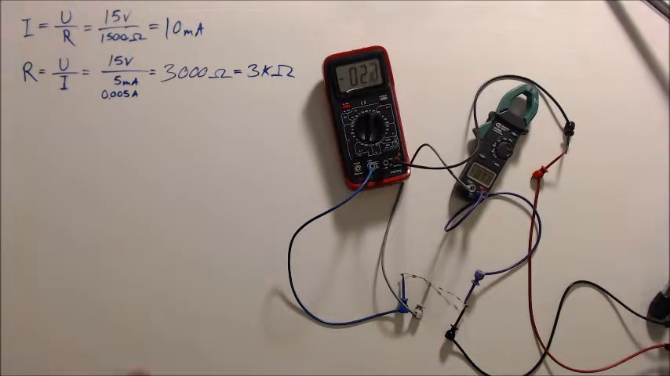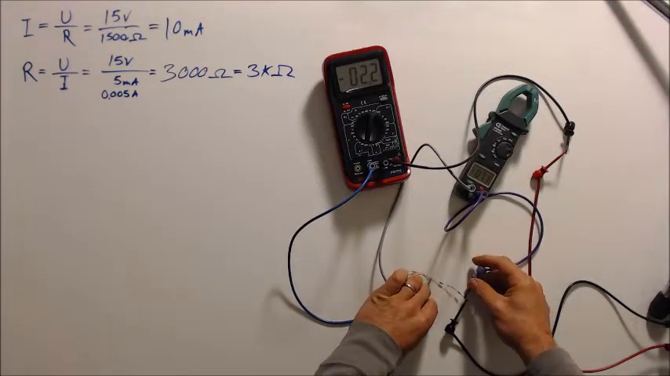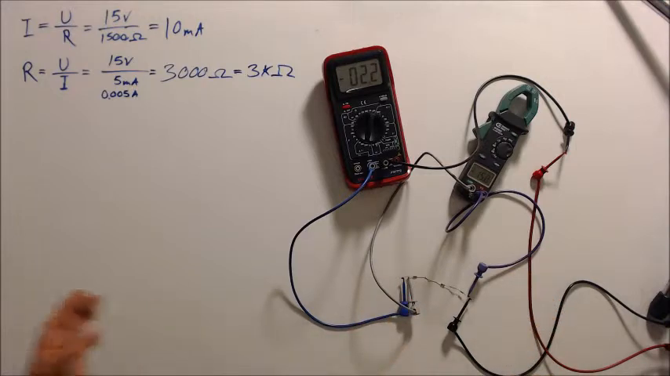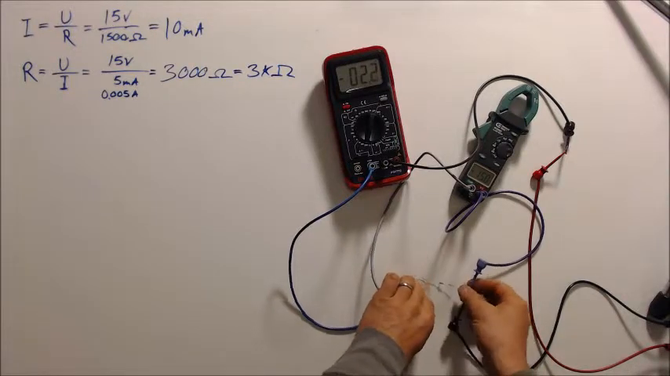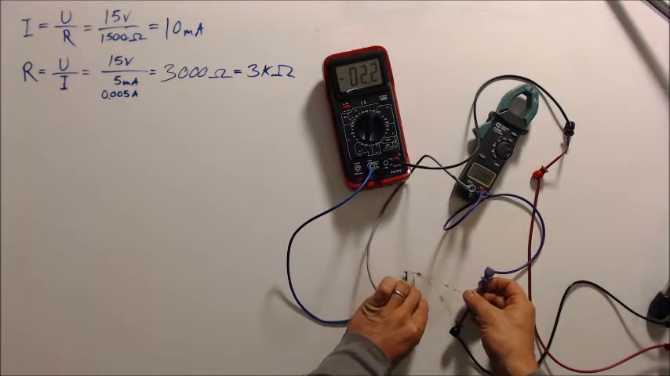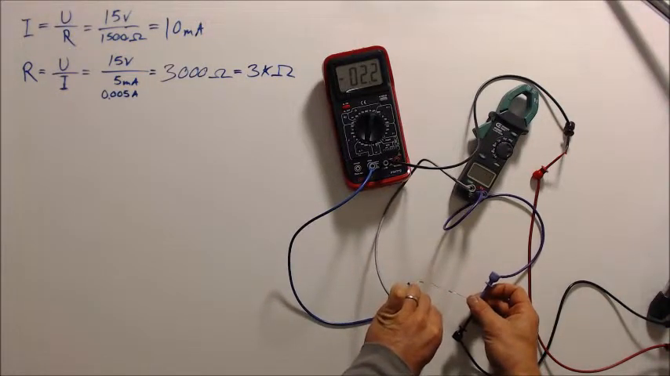But where's the rest of the voltage? If we measure all the way across the circuit, we're back up at our 15 volts. We had 7 here. Well, let's find where it went.